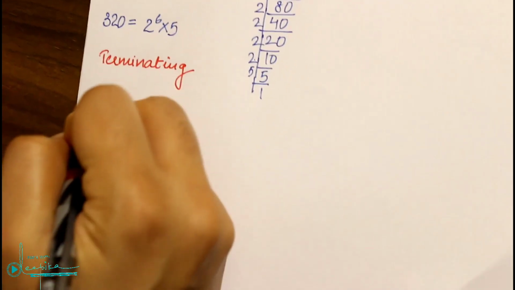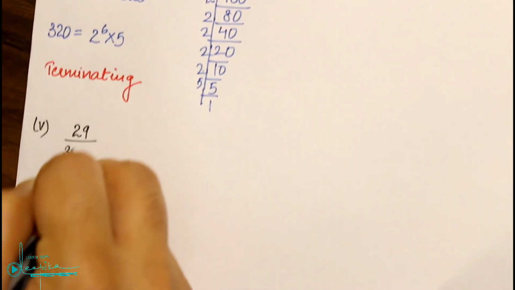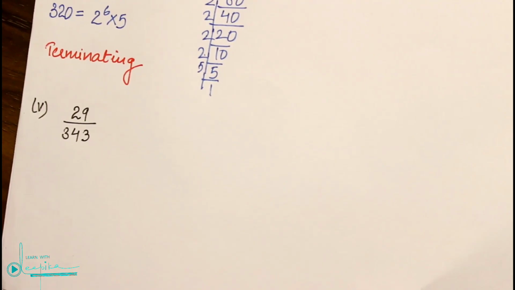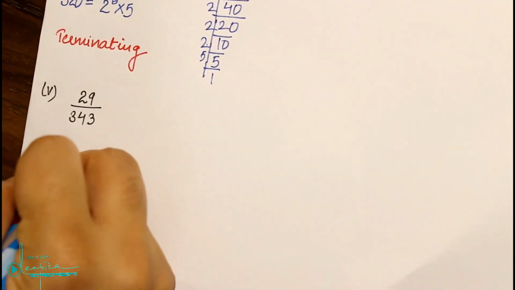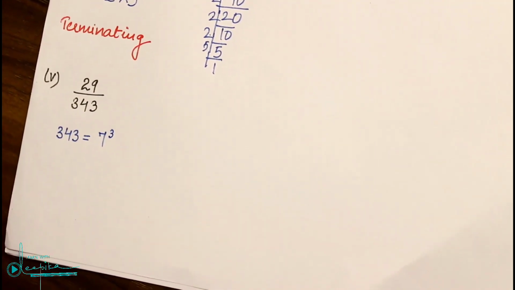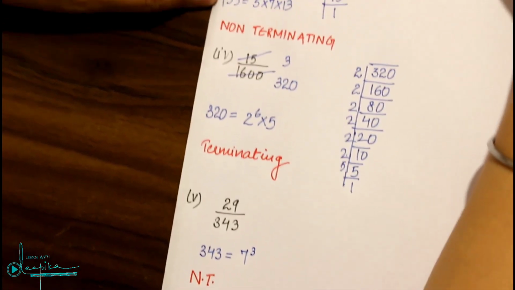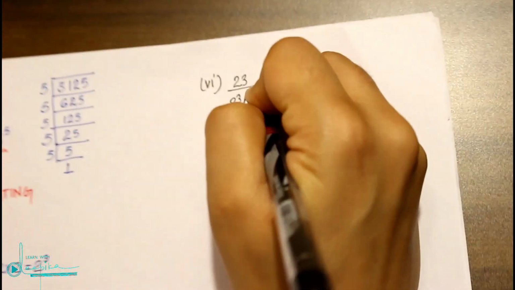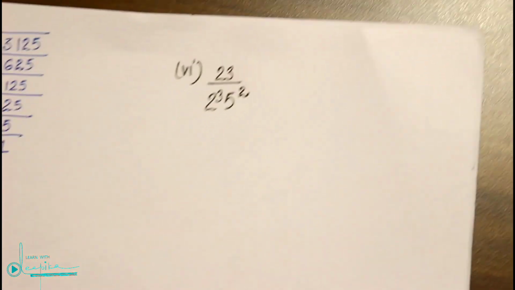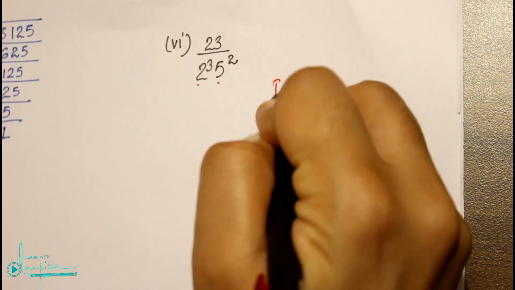Next part, 29 divided by 343. These numbers are co-prime. Also 343 is cube of 7. So in this case it's non-terminating. Another part, 6th, 23 upon 2 raised to power 3 and 5 raised to power 2. Here the denominator is in the form of 2 and 5, so it's terminating.